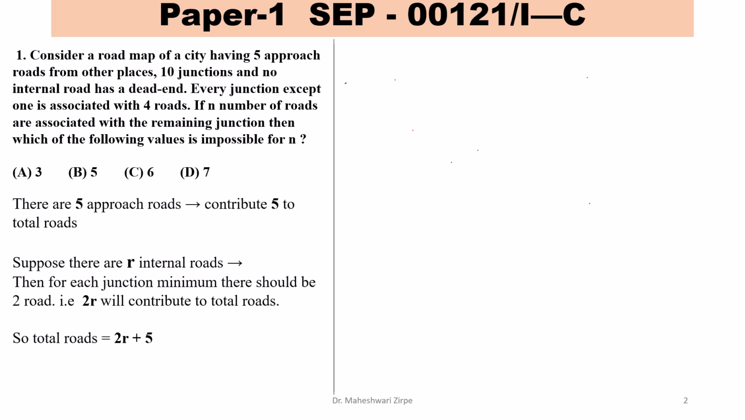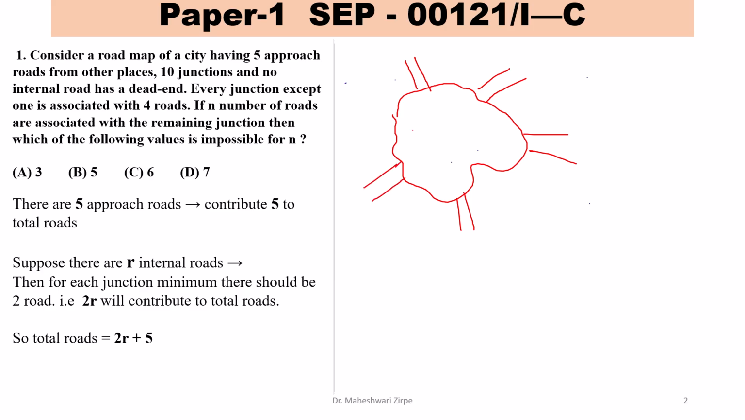So we know that they have mentioned here that there are 5 approach roads. See students, we can show it here. For example, this is a city. Okay, randomly I am drawing. And there are 5 approaches: 1, 2, 3, then this is 4 suppose, and there is the 5th one. So such a city, this is the city, has 5 approach roads.